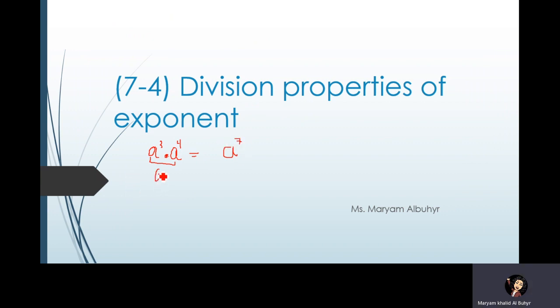While if we have a to the power 3 over a to the power 4, again the same base, with division between them, I'm going to subtract the powers. So that will be a to the power 3 minus 4, which is negative 1. And we learned in the first lesson that a negative power is written as a to the power 1 in the denominator. We also said that a to the power 0 equals 1.